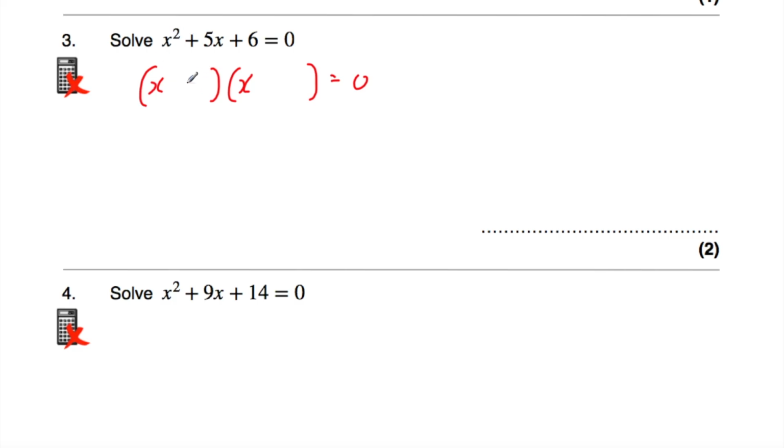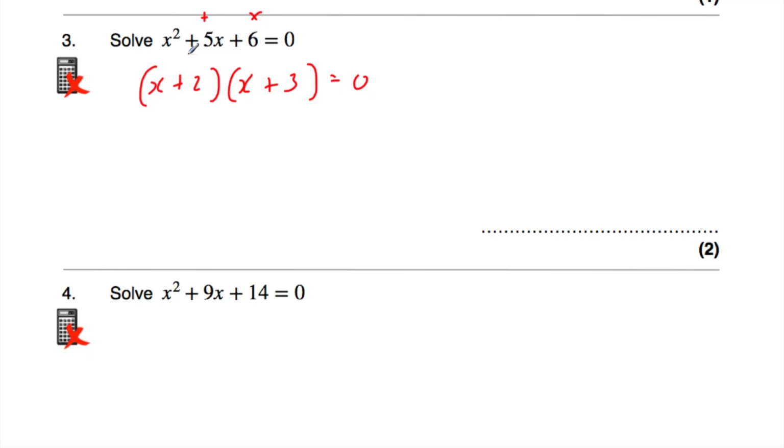Now to find the numbers that go in the brackets here and here, we're going to consider two numbers that will multiply together to give you the number on the end. So we want to find two numbers that will times together to be equal to 6. And then whenever we add these two numbers together in the brackets, they're going to add together to be 5. So in terms of two numbers that will times together to be 6 and add together to be 5, that's going to be 2 and 3. So I'm going to write plus 2 and plus 3 inside of the brackets. So we've factorized that quadratic and we've got x plus 2 times x plus 3.